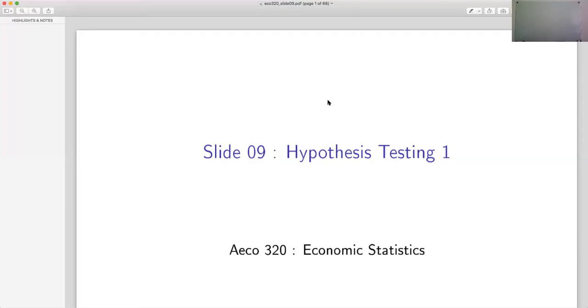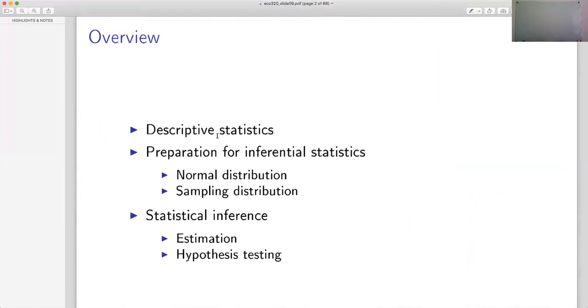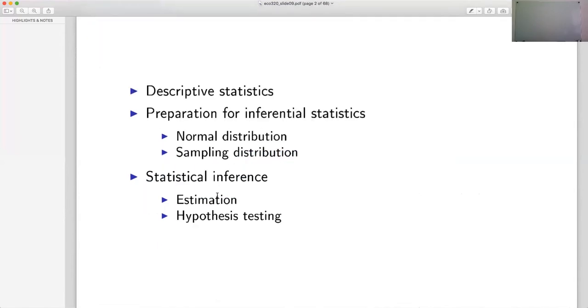Today we are going to talk about hypothesis testing. We're going to first describe the descriptive statistics, and we're going to prepare for inference statistics using the normal distribution or sampling distribution. And after that, we're going to talk about estimation and hypothesis testing.